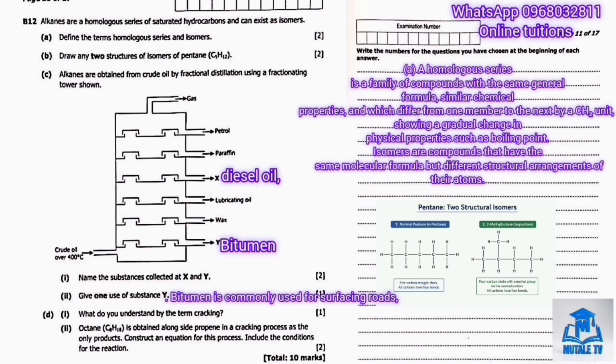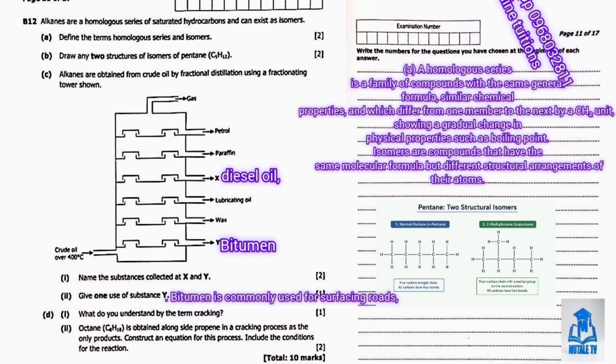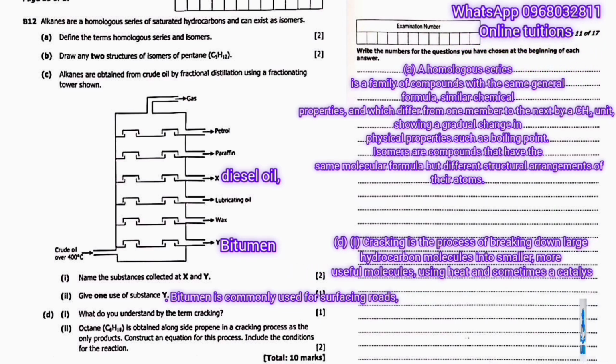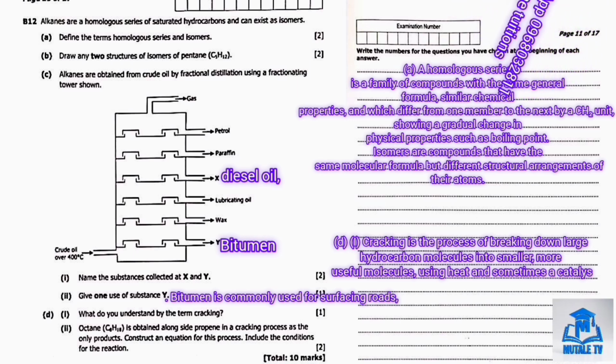Then we go to question D1. Question D1 asks what we understand by the term cracking. So cracking is a process of breaking down large hydrocarbon molecules into smaller, more useful molecules using heat and sometimes a catalyst. So that is what cracking is.